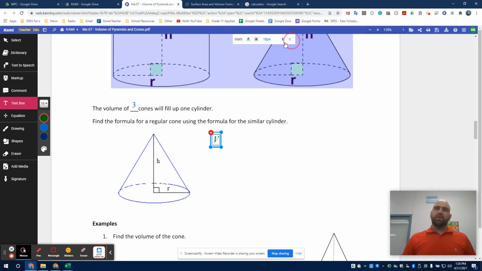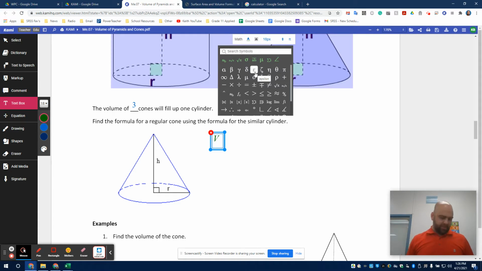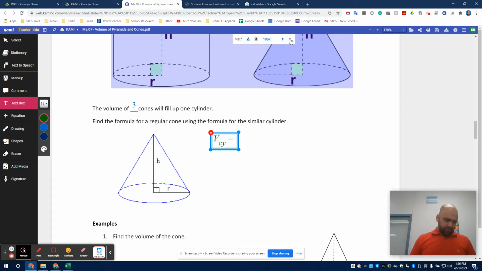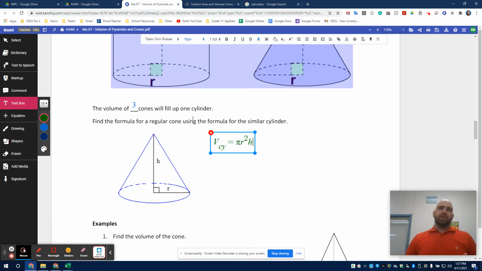The volume of a cylinder, and I'm going to put that cylinder, CY, is equal to pi r squared times h. Okay? It's the area of the base multiplied by the height. That's the volume of a cylinder, and we've gone through that already.